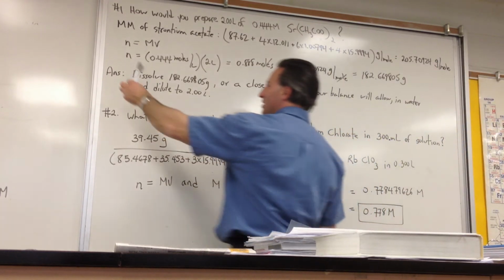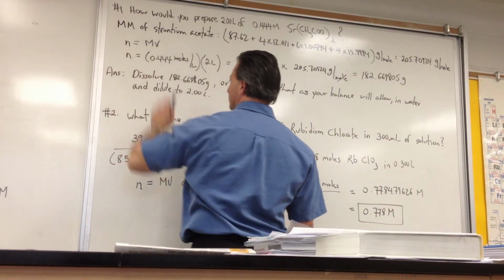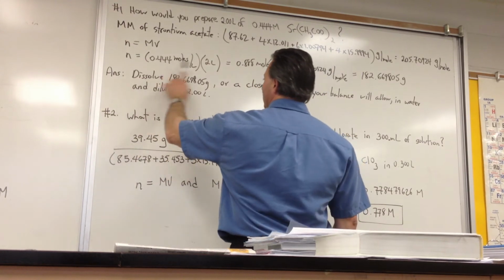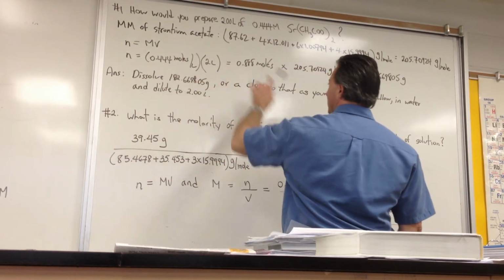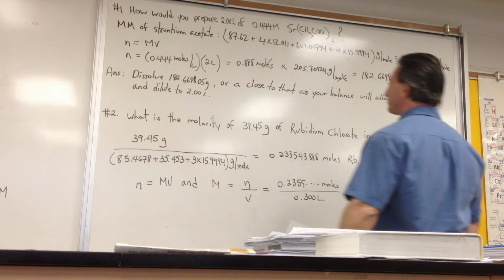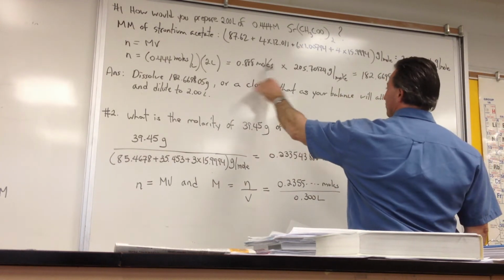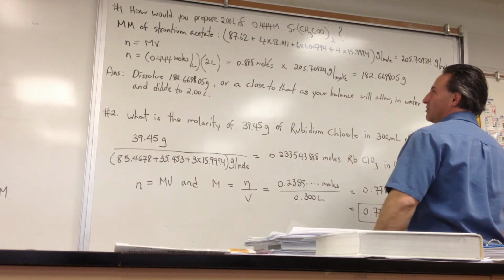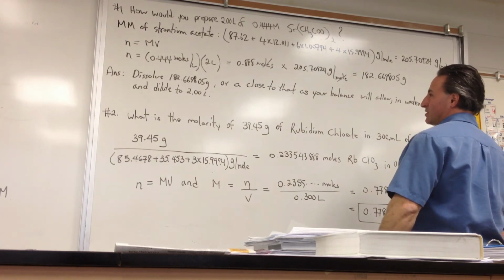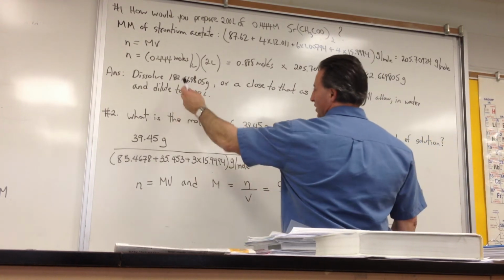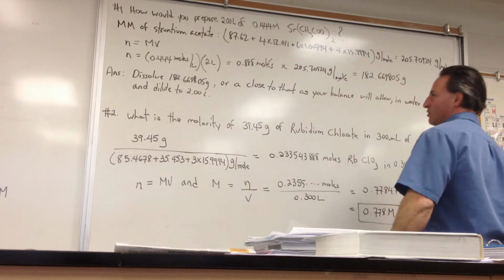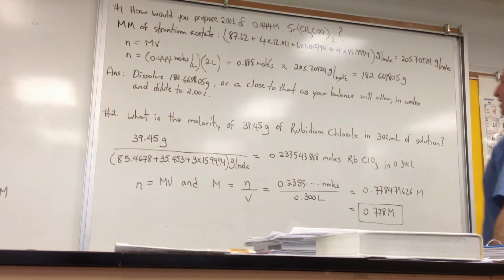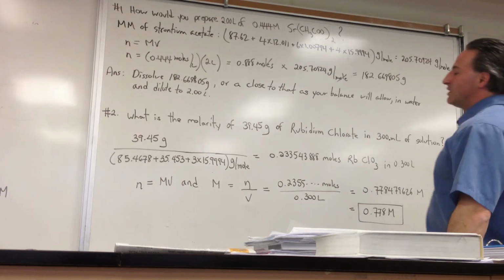We use the same formula. The number of moles is equal to the molarity times the volume. Here's the molarity. Here's the number of liters of solution we want. We need 0.88 moles. And then we multiply the number of moles times the molar mass to give how many grams of strontium acetate are necessary to prepare the solution. And then we say dissolve 182.669805 grams, or as close to that as your balance will allow, in water and dilute to 2 liters.